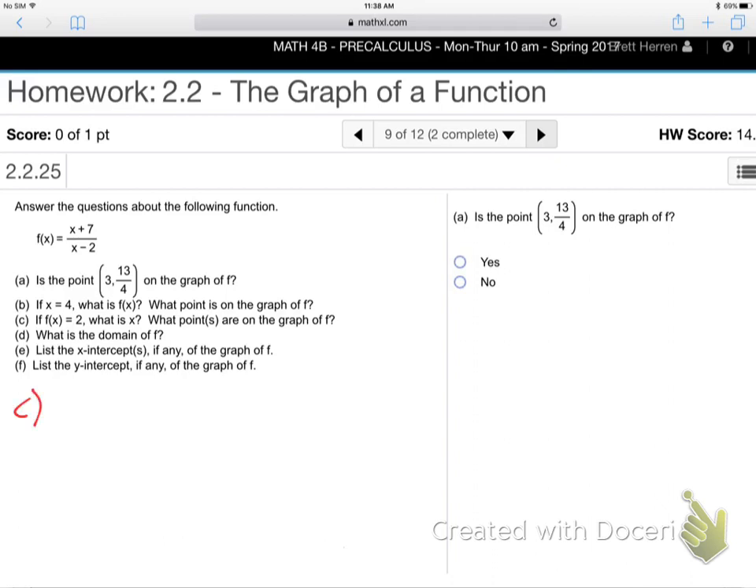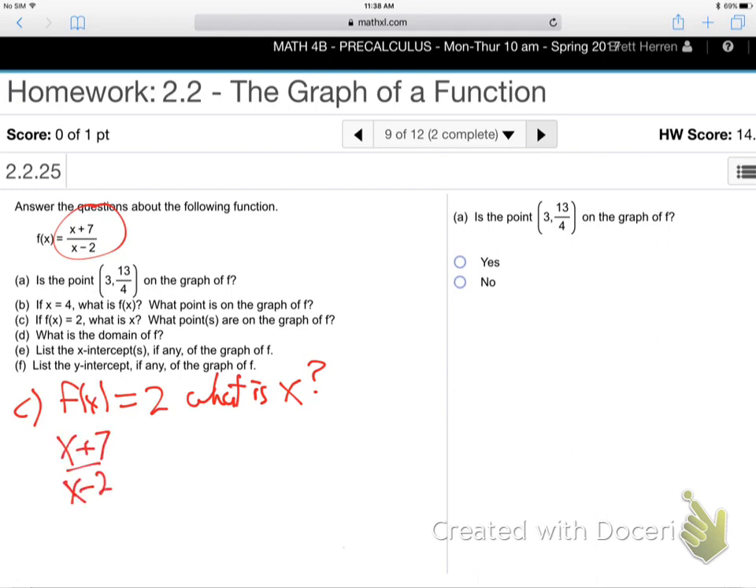So part C says if f of x equals 2, what is x? So if f of x is 2, what is x? f of x is that whole fraction there, and they're saying that equals 2, right? Solve for x. You tracking with me? So that equals 2. I'm going to solve that little equation for x. You good with these kind of things?